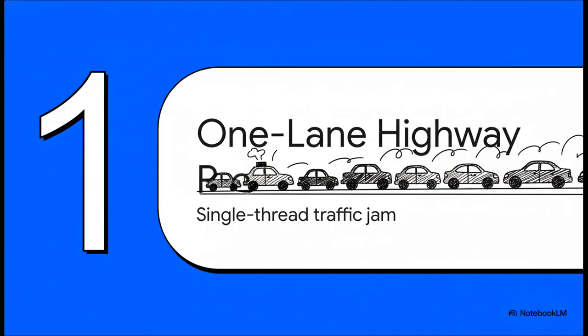Okay, let's start with the root of this whole thing. I want you to think of JavaScript's single thread as a one-lane highway. There's only one lane, so only one car can go through at a time, and if one car breaks down, well, you get a massive traffic jam.